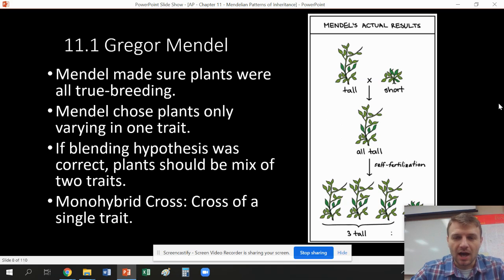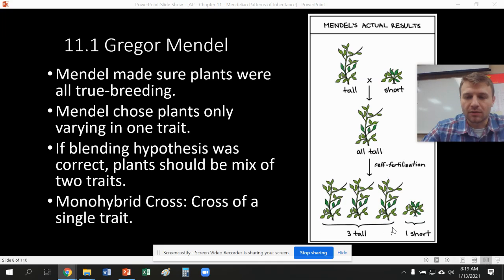So what he did was he did a little bit of self-fertilization, and yes, a little bit of influence, but they're plants. That's not as, I don't want to say important, but they can happen. And he got a 3-to-1 ratio of tall to short. So this short pea plant kind of reestablished itself in this next generation. This was odd. This was big news here, and Mendel knew that something was going on here.